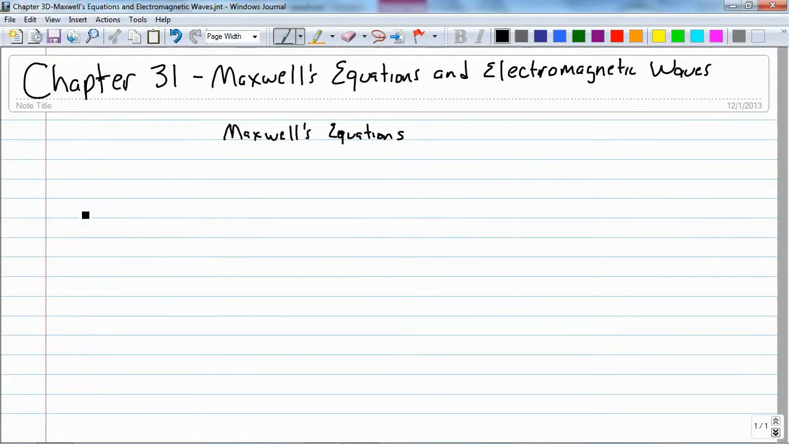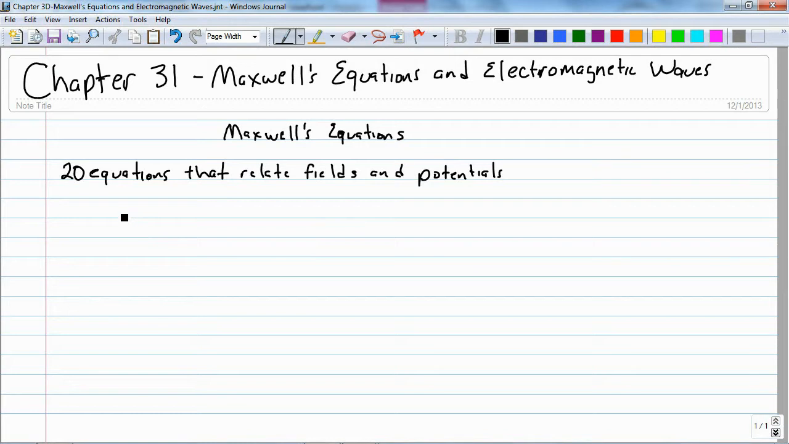When Maxwell described the electromagnetic phenomena, he actually had 20 equations that related the fields and potentials. And they were very complicated to use.